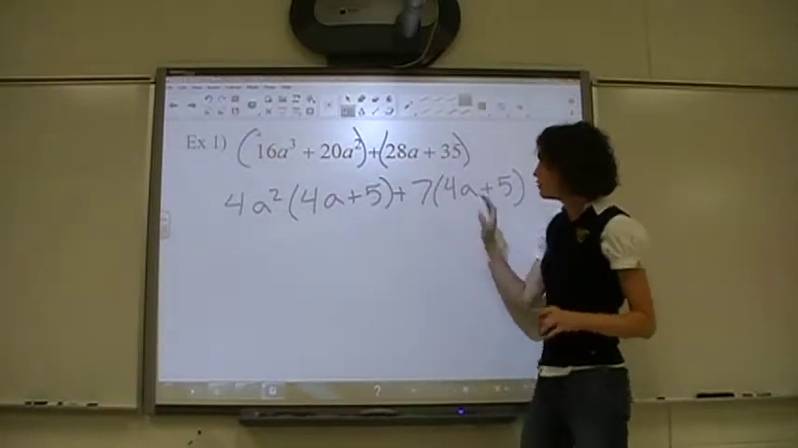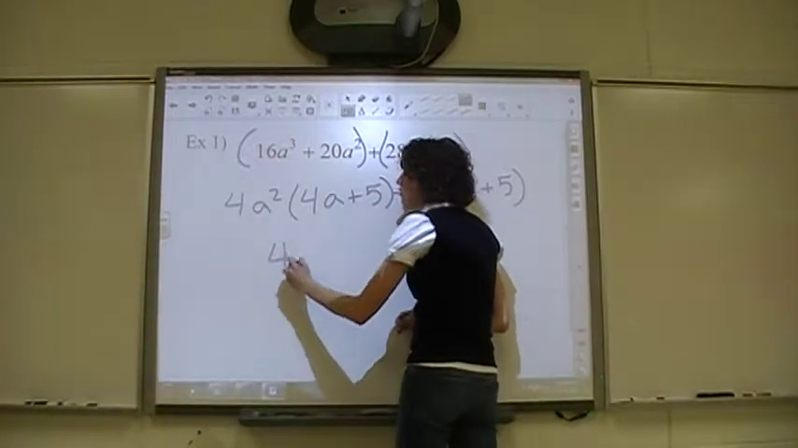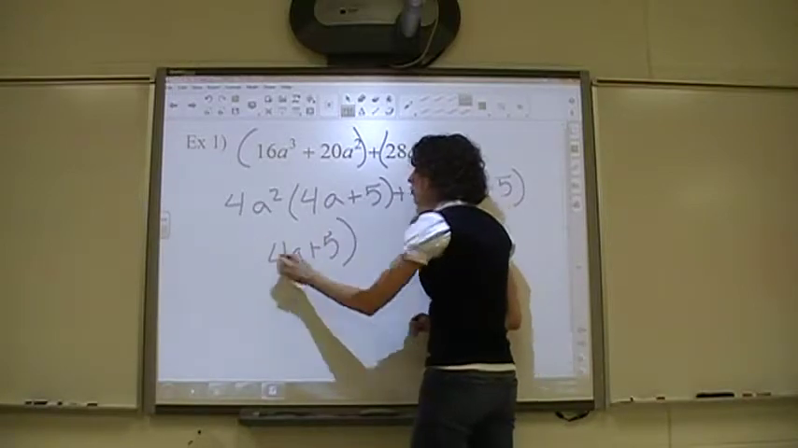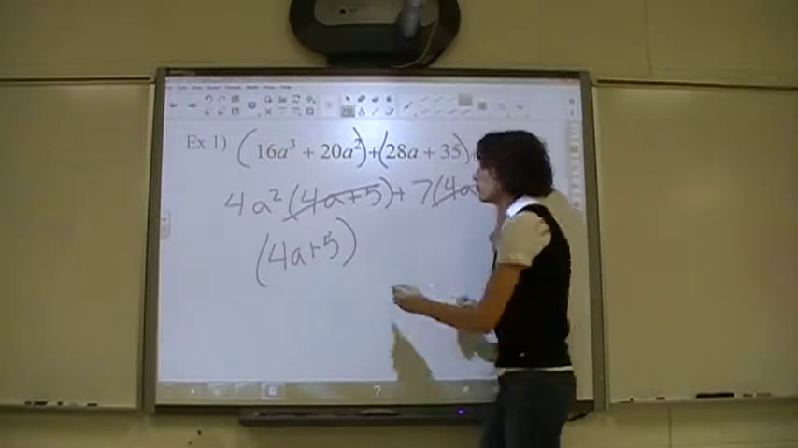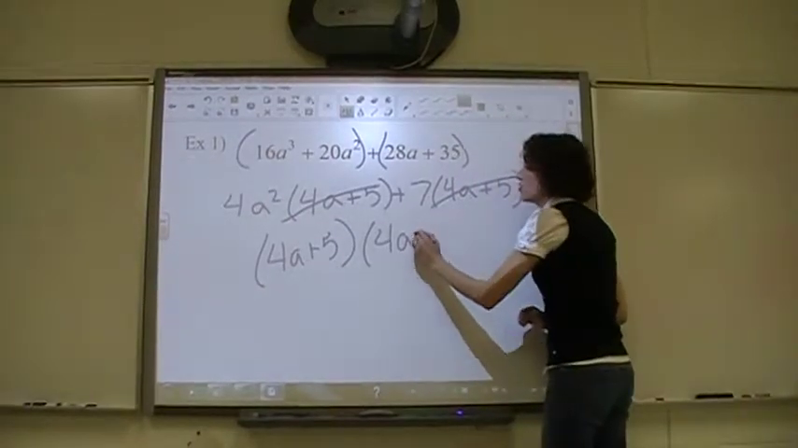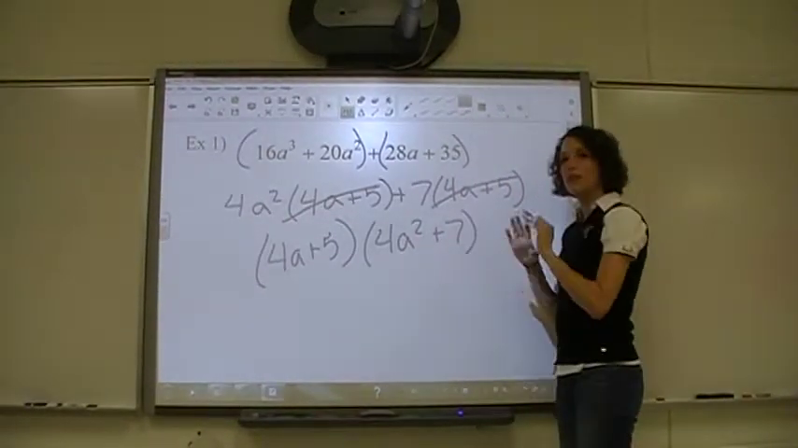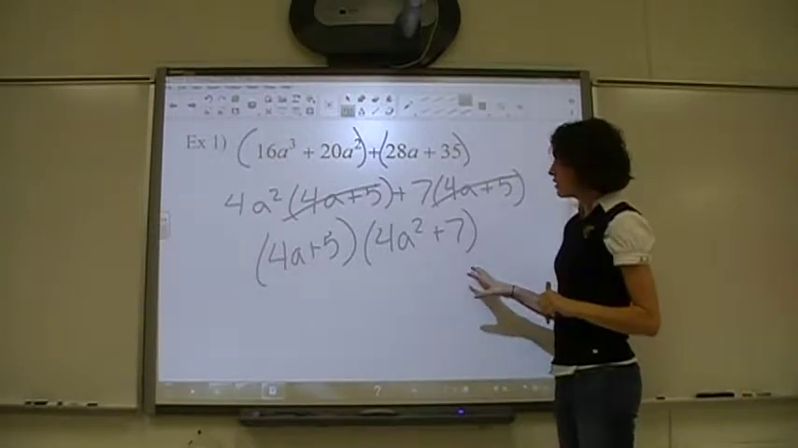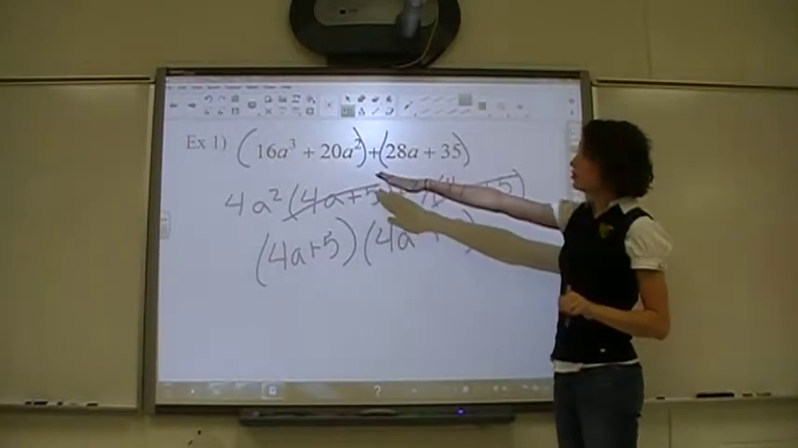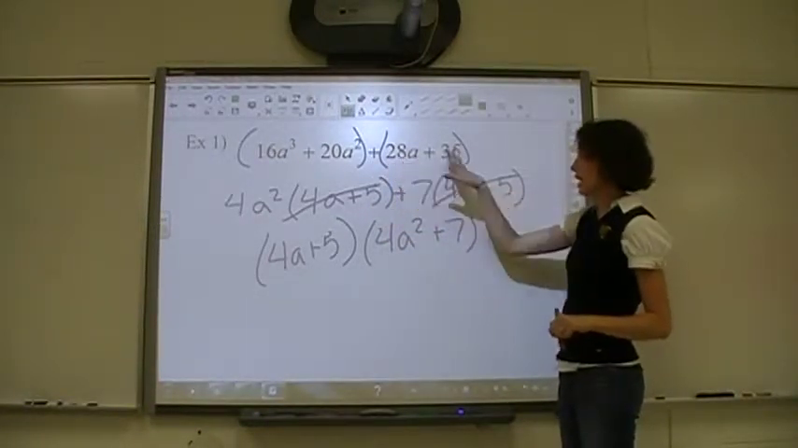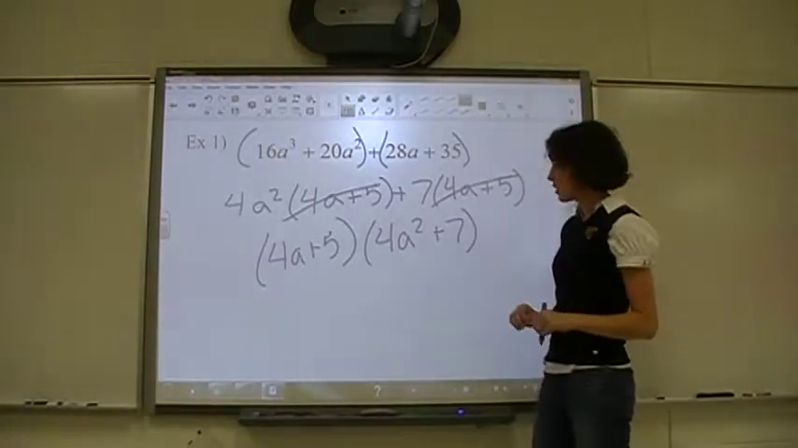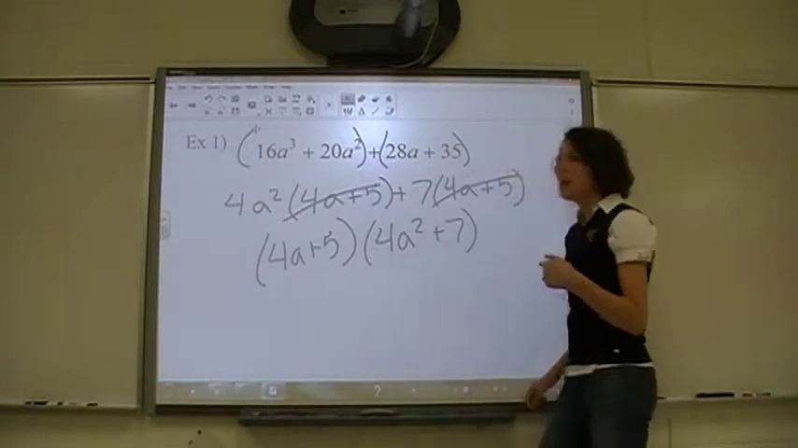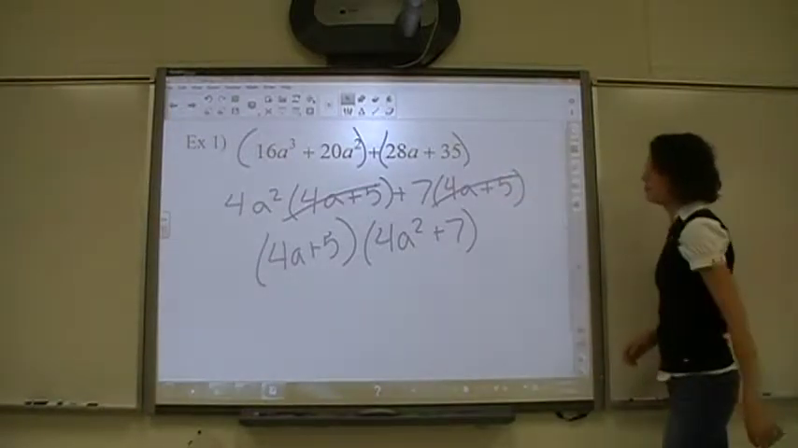So you write what you see twice, which is 4a plus 5. Write what you see twice, cross it out, and write what you have left over, which is 4a squared plus 7. And you're done. So this is how you factor 16a cubed plus 20a squared plus 28a plus 35: it factors into 4a plus 5 and 4a squared plus 7. All right, let's try another example.